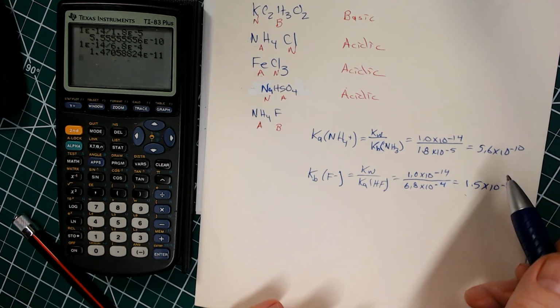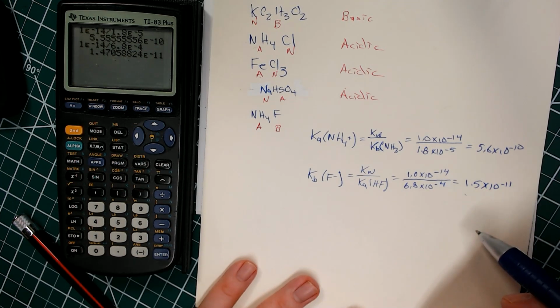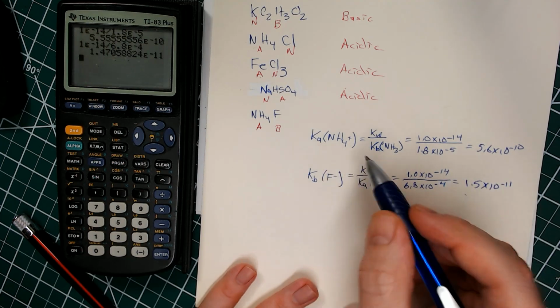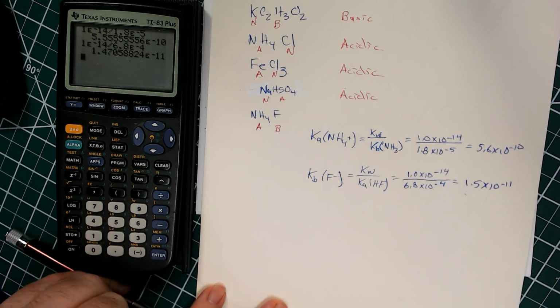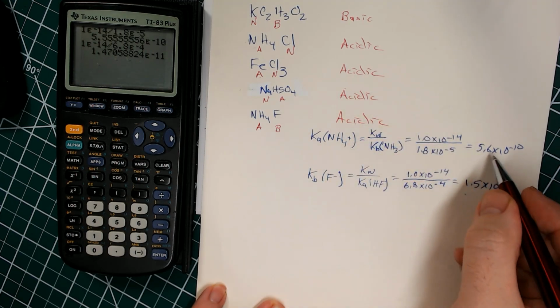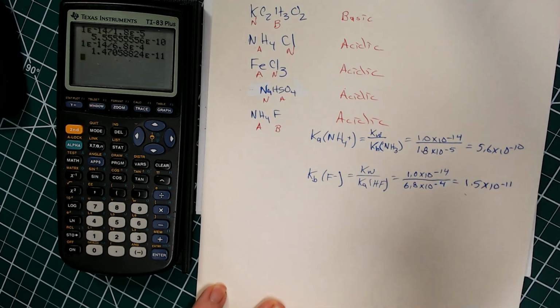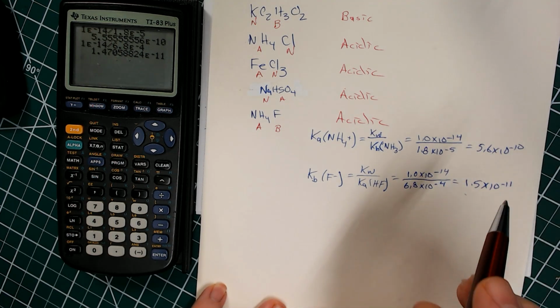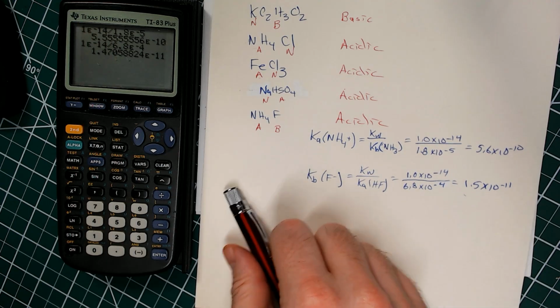Well, now we just need to determine which one of these numbers is bigger. Since Ka is the bigger one, this solution is acidic. And again, it's just look at the value of Ka versus Kb. Whichever one is bigger will dictate what the answer is going to be.